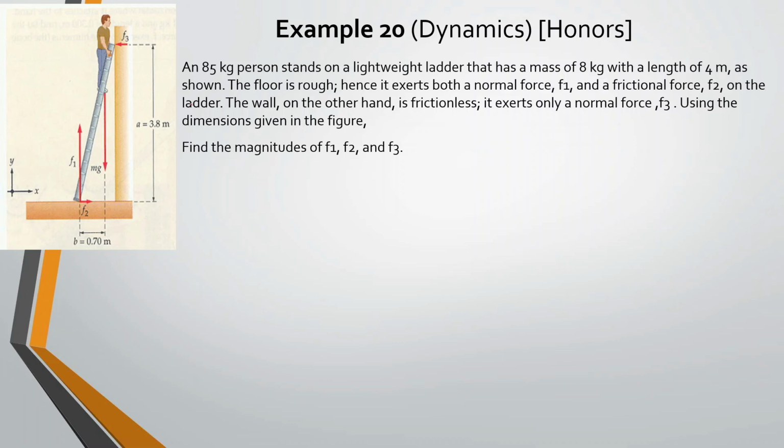Okay, this seems kind of crazy. So we have F1, normal force F2, and then F3 going this way. They don't show the force of gravity of the ladder. So force of gravity of the ladder, and then force of gravity of the person. The ladder is 8 kilograms, so this is going to be 80 newtons. Force of gravity for the person, 85 kilograms, so this is going to be 850 newtons.